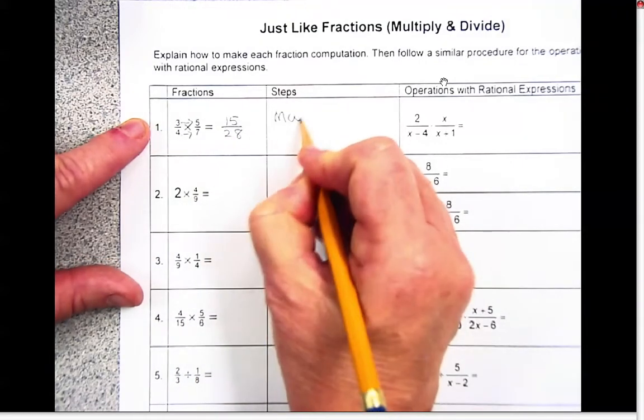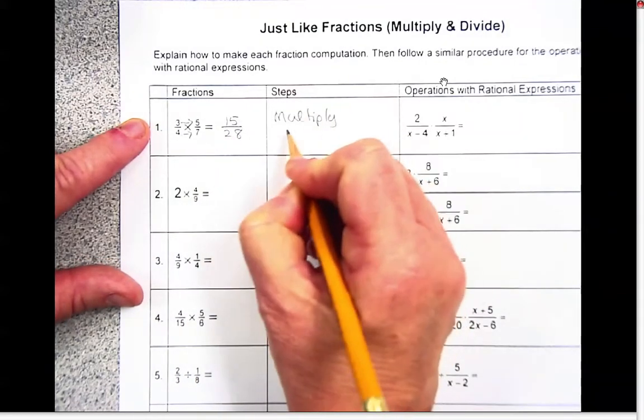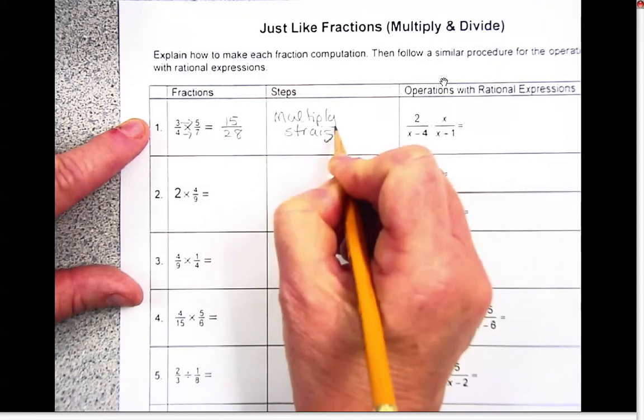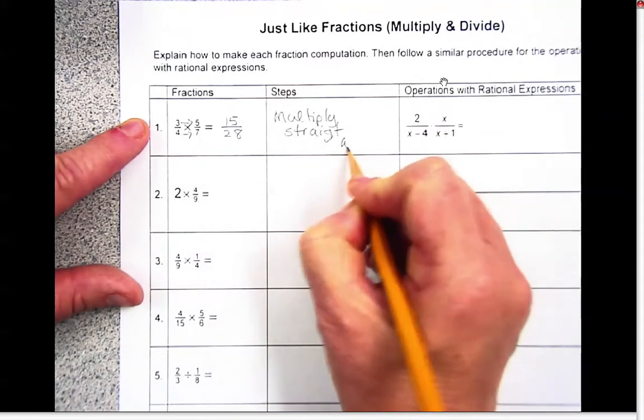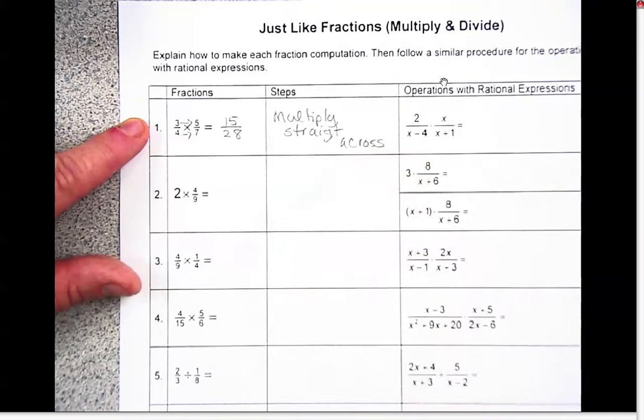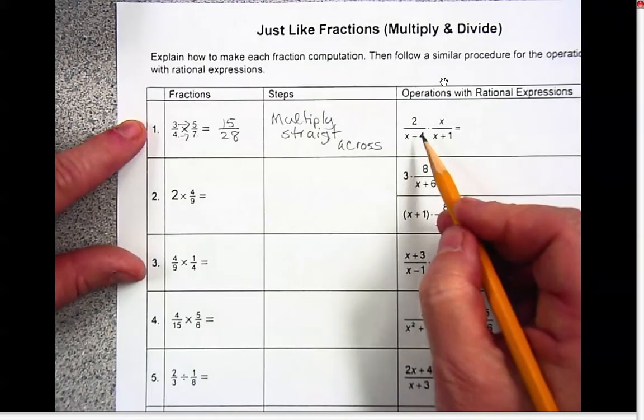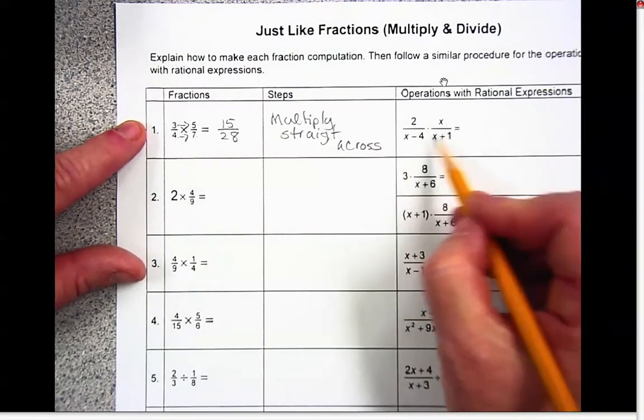So we multiply straight across. Okay, so here we multiply the numerators together and we multiply the denominators together.